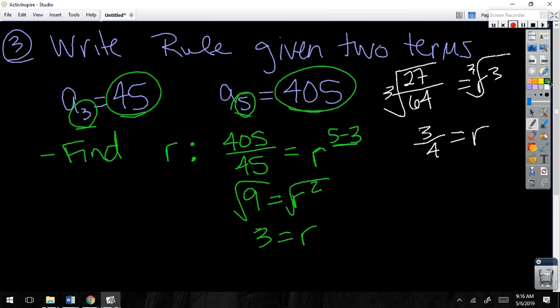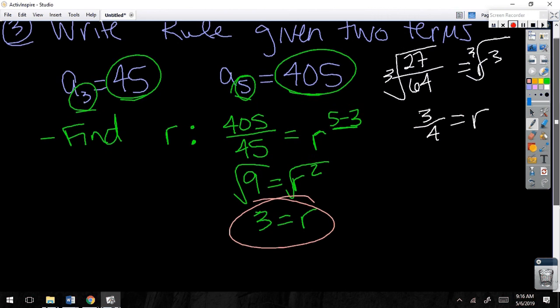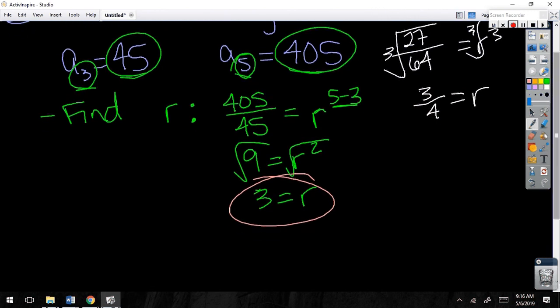All right, so now I have two terms as well as R, so I'm good to go ahead and find my rule now, right? You thought we were done, but we're not. Because a sub n equals what?